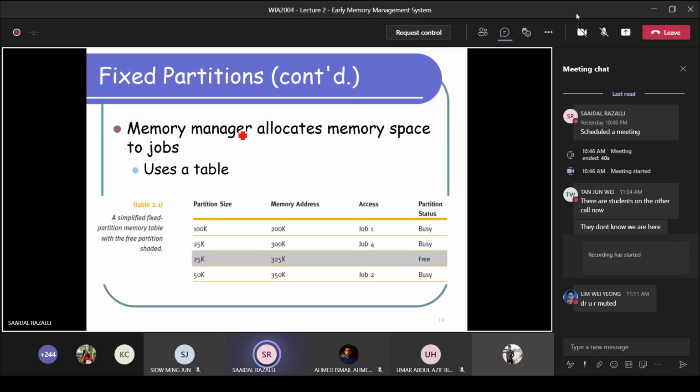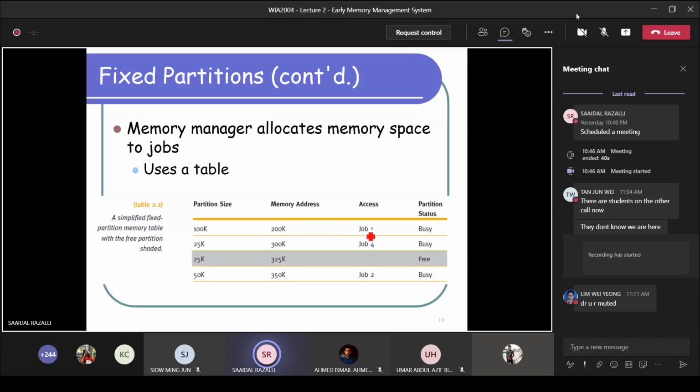Okay, a memory manager allocates memory space, so it uses a table. Partition size 100K, memory address is 200K, access job 1. Memory address is just like your postcode or your house number. Partition size 25K, job 4. 25K free, 50K busy. So this is a simplified fixed partition memory table with a free partition shown.